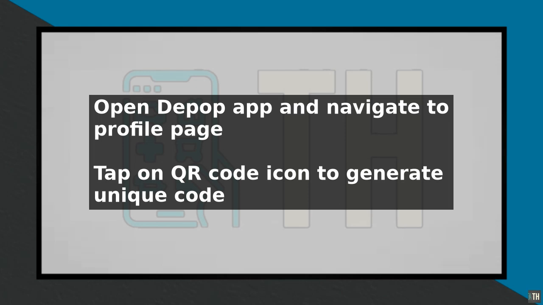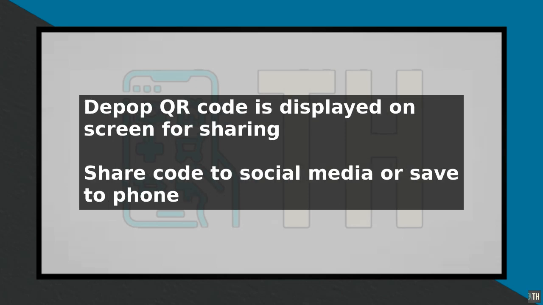Once you are on your profile page, look for the QR code icon, which is usually represented by a square with a pattern of black and white boxes. Tap on this icon to generate your unique Depop QR code.